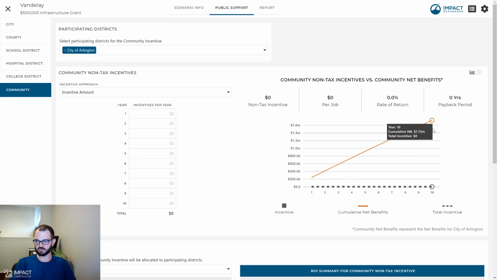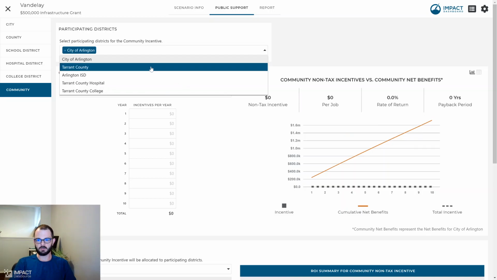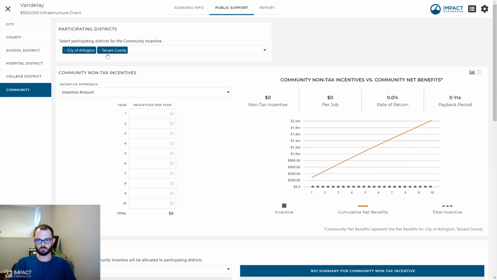So far this just looks like what we had already looked at, net benefits of $1.7 million, but we're also going to say the county is going to participate in this as well. So we've got the city and the county, and now we can see our footnotes telling us that the net benefits represent the net benefits for the city and the county together. So now our net benefits aren't just 1.7 million, they're $2 million. Okay. So now again, let's just go with that example of $500,000 being the investment amount.